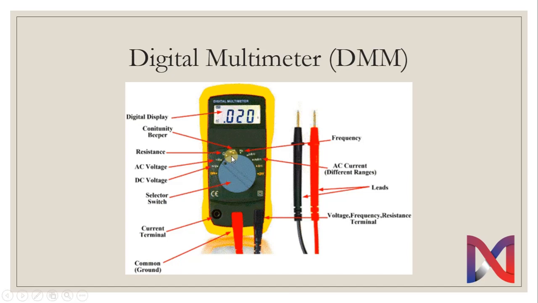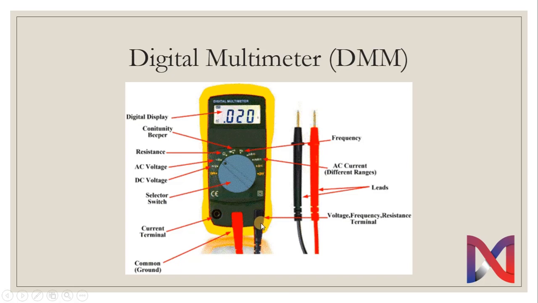Now, for checking the connectivity of the circuit, that is whether the circuit is correctly connected and properly grounded or not, continuity beeper is used. It will produce a beeping sound if the circuit is perfectly connected. Now, if you want to measure the frequency, then here is a sign in hertz. If you want to measure the AC current, then here the switch should be here with a sine wave sign. And if you want to measure the DC current, then it must be right here.